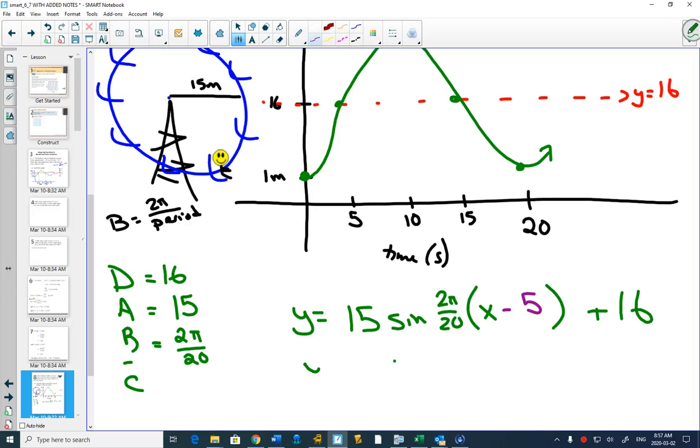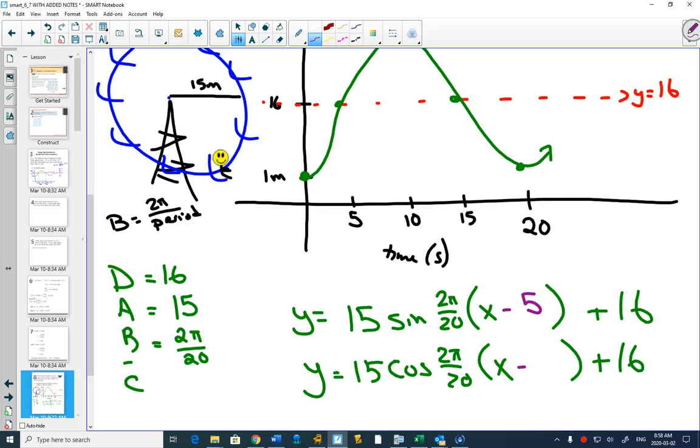Can you see that you could also make a cos graph? Amplitude wouldn't change. Period wouldn't change. Center line doesn't change. But where does a cos graph start? At a maximum. So you can have x minus 10, because it's shifted, the maximum is 10 to the right.